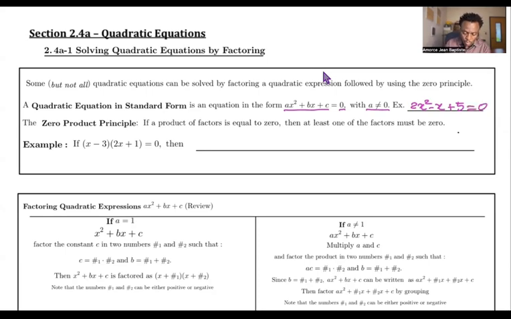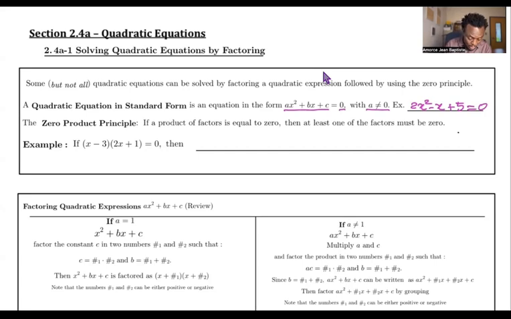So what is the zero product principle? The zero product principle says that if the product of two factors is equal to 0, then at least one of the factors must be 0. You cannot have a product of two factors that is 0 without at least one of them being 0. But both of them can also be 0. That's why if you have a product of multiple factors set equal to 0, it must be that at least one factor is 0.